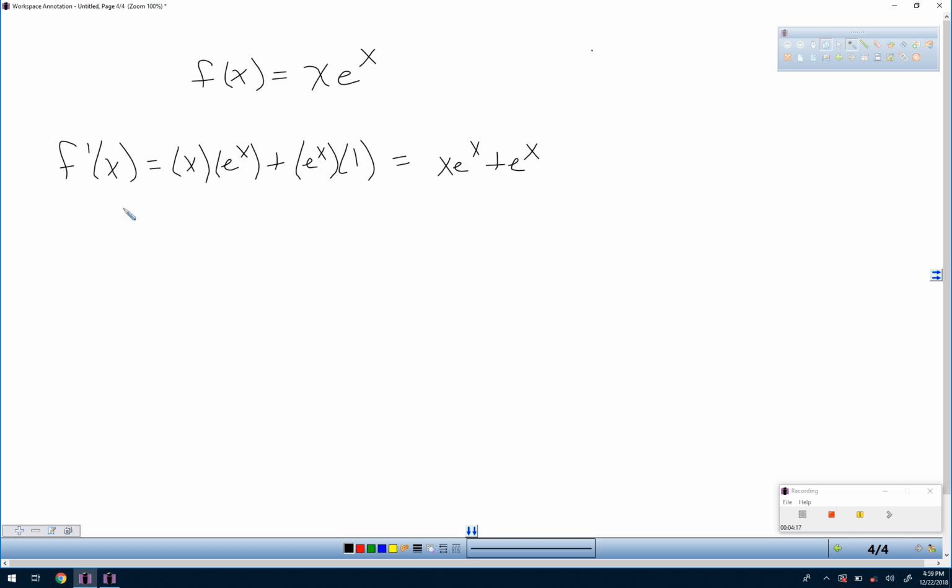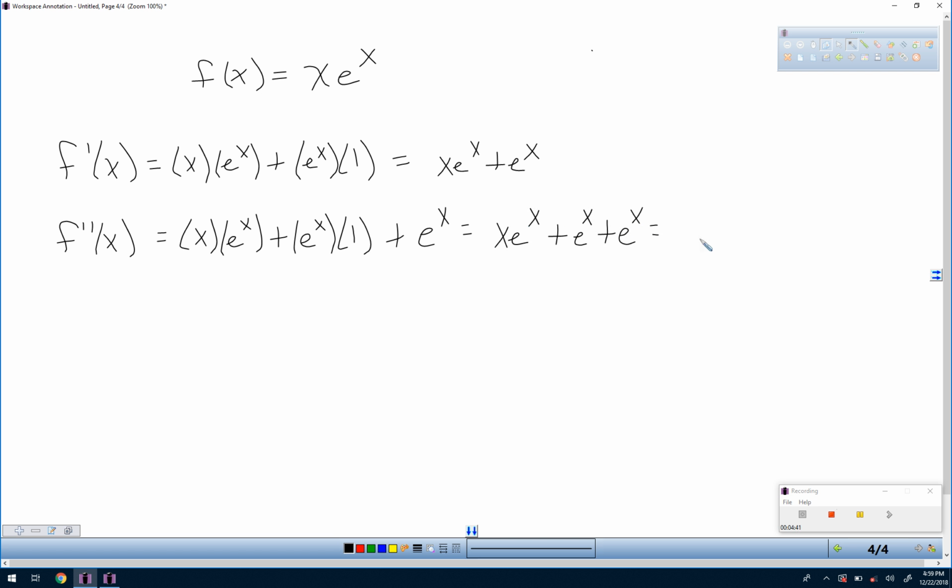The second derivative would then just be the derivative of that, and so that will be the product rule again. So I've got to do first times derivative of the second plus second times derivative of the first, and the derivative of e to the x is e to the x. Clean this up, so I get x e to the x plus e to the x plus e to the x. That gives me x e to the x plus 2 e to the x.